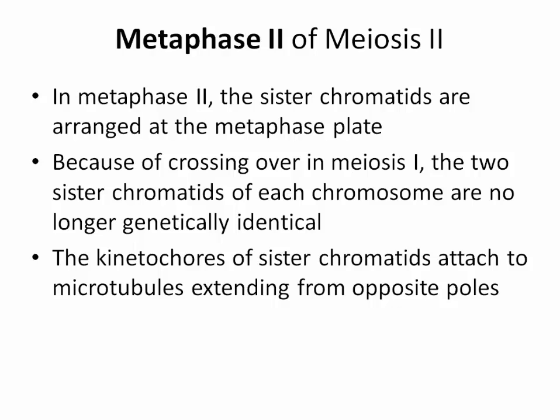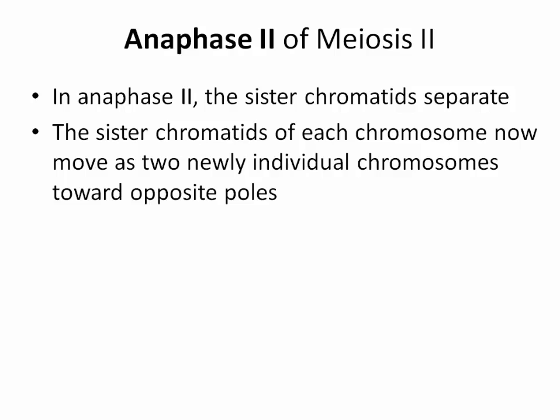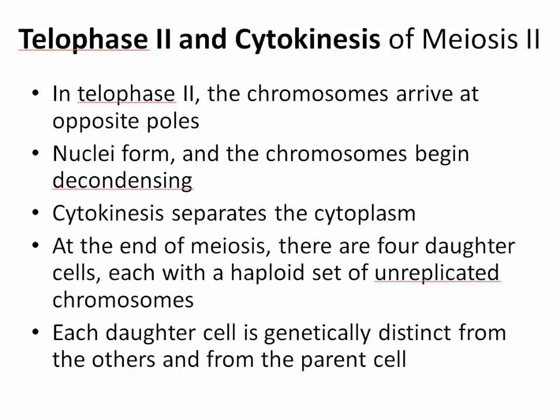Because of crossing over in meiosis 1, the 2 sister chromatids of each chromosome are no longer genetically identical. The kinetochores of sister chromatids attach to microtubules extending from opposite poles. In anaphase 2 of meiosis 2, the sister chromatids separate. The sister chromatids of each chromosome now move as 2 newly individual chromosomes towards opposite poles. In telophase 2 of meiosis 2, the chromosomes arrive at the opposite poles, nuclei form, and the chromosomes begin decondensing.